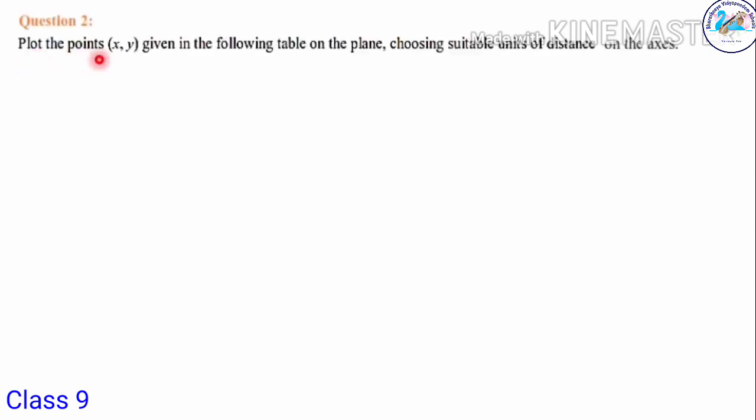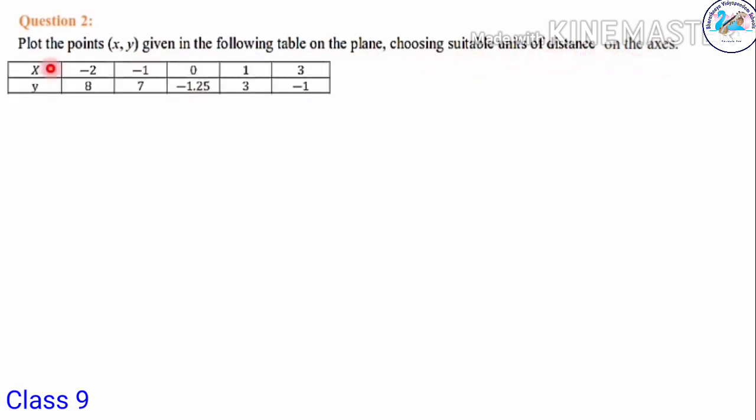The question is: plot the points (x, y) given in the following table on the plane, choosing suitable units of distance on the axis. There is a table given to you. X values are -2, -1, 0, 1, 3. Y values are 8, 7, -1.25, 3, -1. So these points you have to plot on a graph sheet.